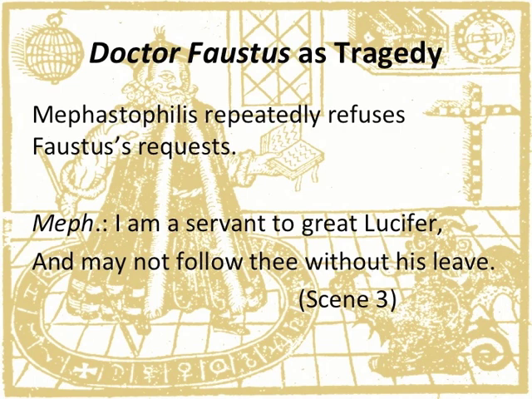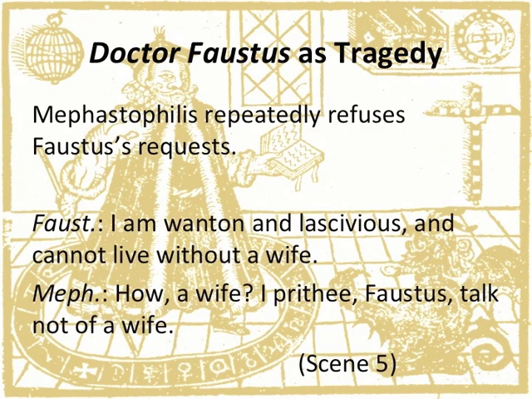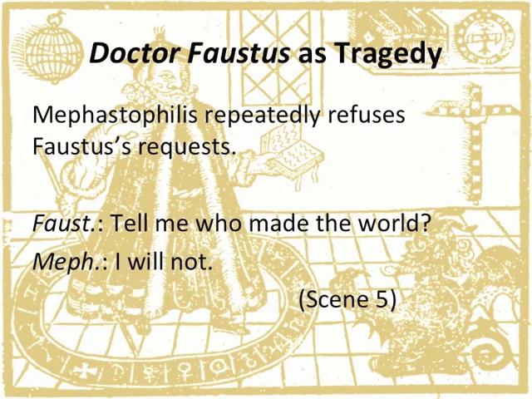One of Faustus's first requests of Mephistopheles is to produce a wife for him. And Mephistopheles basically says he can't produce a wife. Later, Faustus asks Mephistopheles to tell him who created the universe. And Mephistopheles says, "I will not." So here are some examples of the limitations of the deal that Faustus has made.